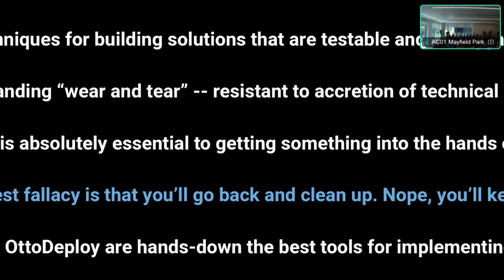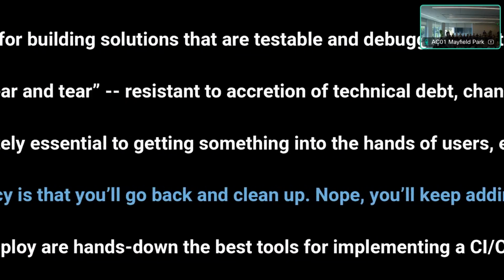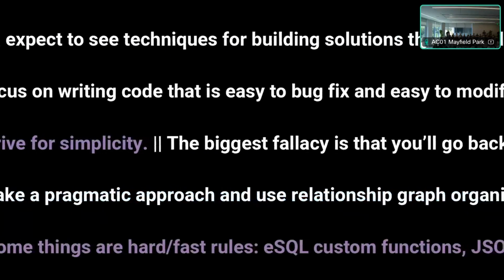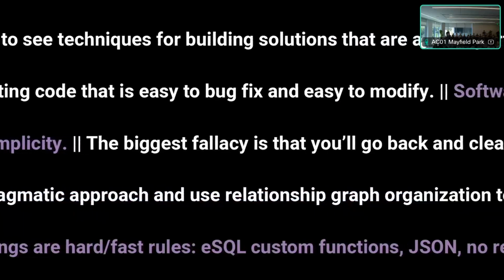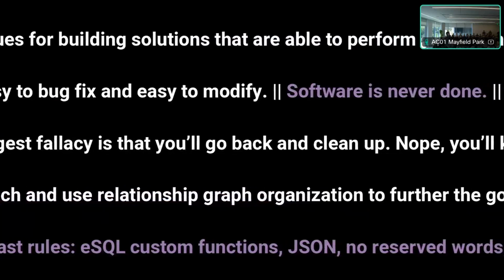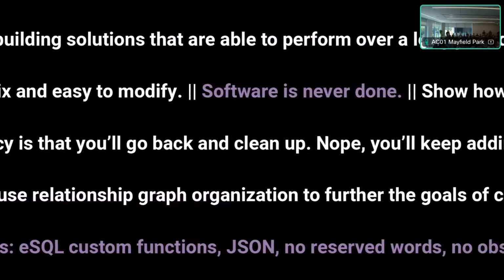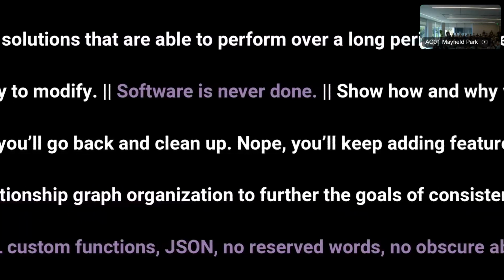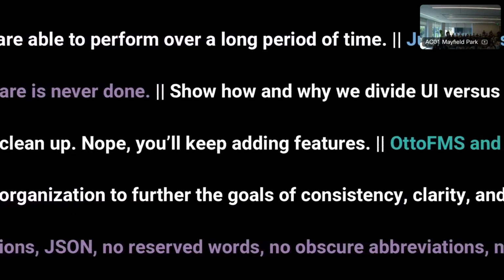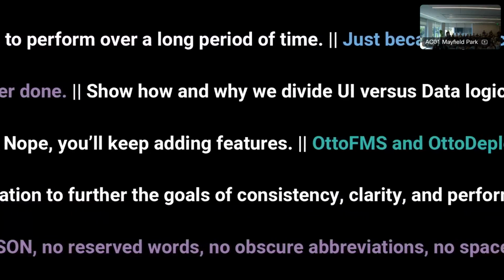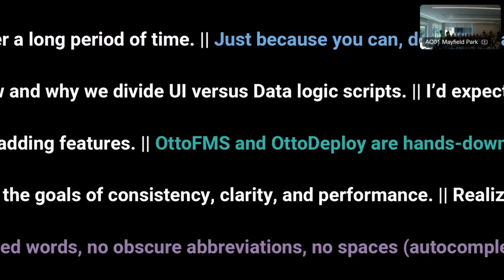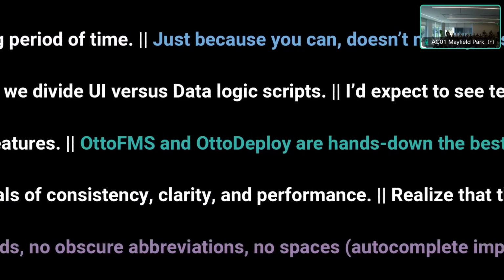You're climbing that hill in your FileMaker development. What should you know? So take a pragmatic approach. Use the relationship graph organization to further goals of consistency, clarity, performance. Focus on writing code that is easy to bug fix, easy to modify, which is not easy to do, and we'll talk about that. Strive for simplicity, and realize there are trade-offs to be made when you're making decisions.